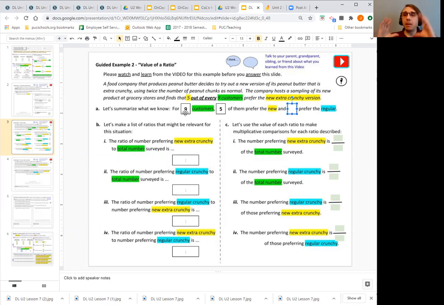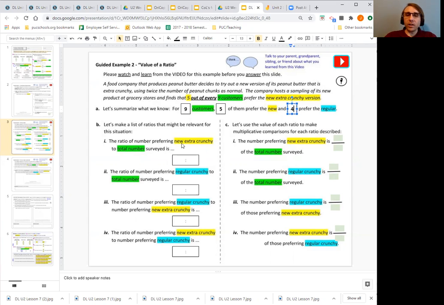So if there are 9 people in the mini total, and 5 of those people like the new kind, then how many like the old kind out of those 9 people? Okay. Hopefully you thought 4 or calculated 4. There are 4 people who like the regular version of the crunchy peanut butter from this company. There are 5 that like the new one. So altogether, that's 9. Okay. So now let's use that to write a bunch of ratios.